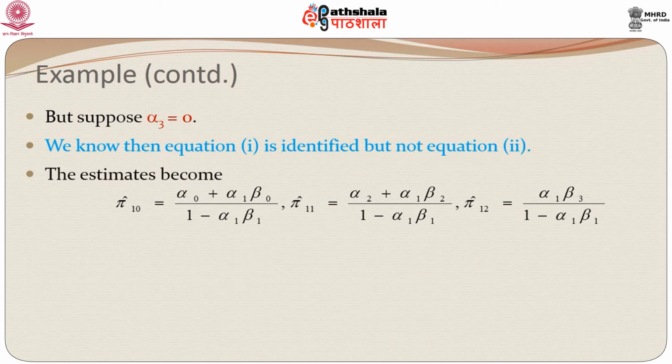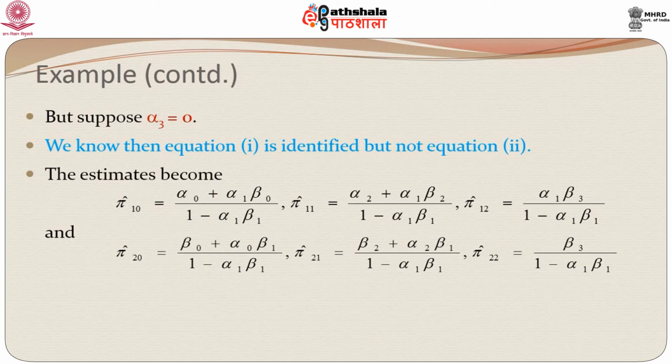If we look at the estimates now, they would be a little bit more simplified. So, we again can estimate pi 1 naught hat, pi 1 1 hat and pi 1 2 hat from the first reduced form equation with pi 1 naught as the intercept, pi 1 1 as the coefficient of x 1 and pi 1 2 as the coefficient of x 2. Similarly, we can get the estimates for the second set of reduced form parameters pi 2 naught, pi 2 1 and pi 2 2.